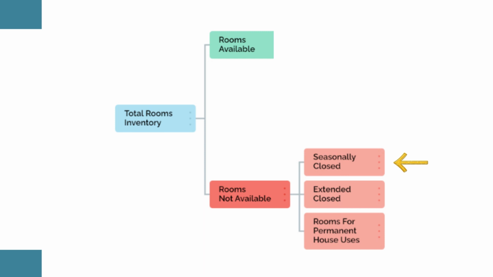Moving on, we come across extended closed rooms. These are rooms withdrawn from sellable inventory for a duration of 6 months or longer. This classification encompasses scenarios such as rooms damaged by natural disasters like hurricanes, earthquakes, or fires, where restoration is planned to return the rooms to sellable status. Lastly, there are rooms for permanent house use. These rooms are temporarily removed from the inventory for at least 6 consecutive months to accommodate hotel employees, such as a manager's apartment. It's worth noting that these definitions serve as a comprehensive guide and prove to be a valuable training tool for new hotel employees.